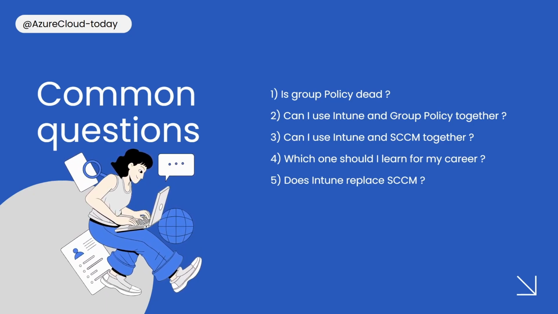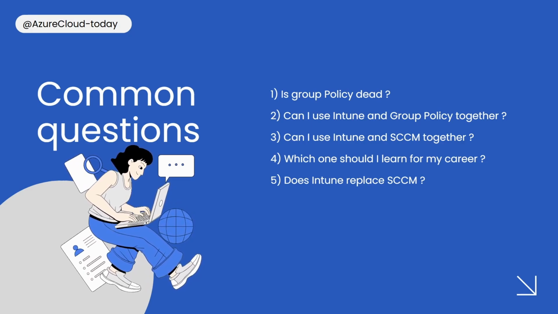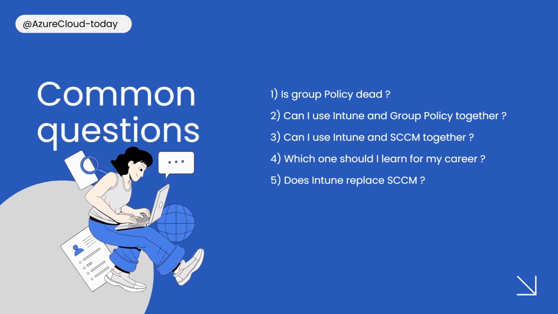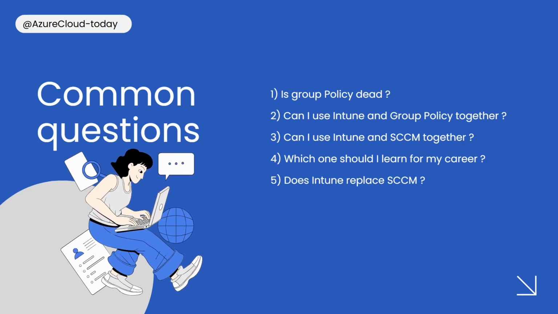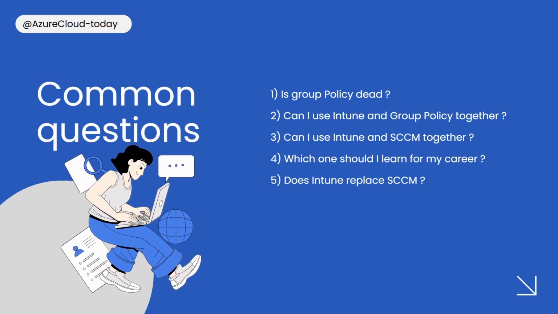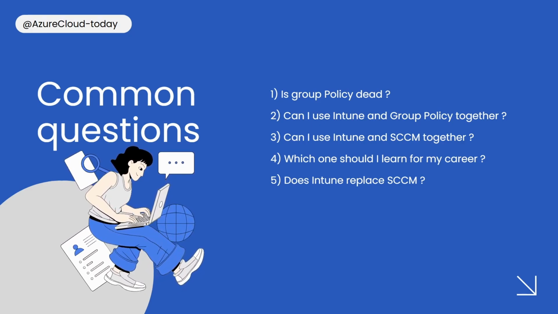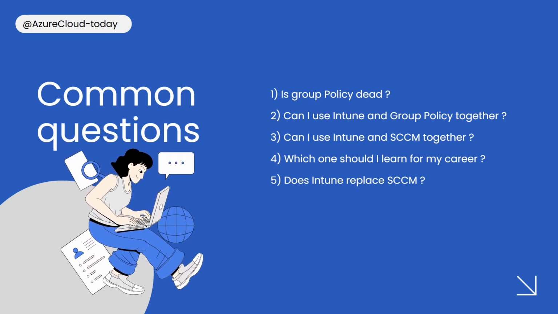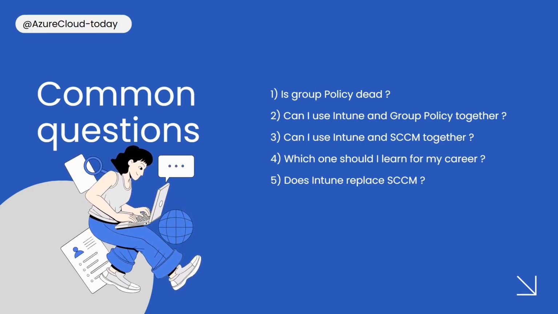Can I use Intune and group policy together? Yes, and many organizations do during their migration. For example, a Windows device can be domain joined, which receives group policy, and Entra ID joined, receiving Intune policies simultaneously at the same time. This is also called hybrid Entra ID join. However, there are some conflicts that arise, because Intune can control devices and group policies can also control devices, so there could be a clash sometimes.